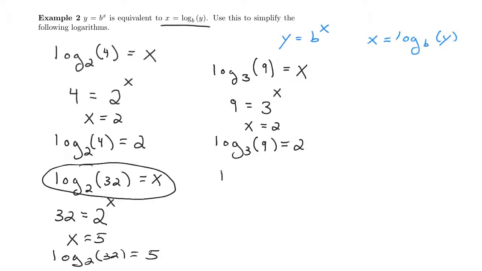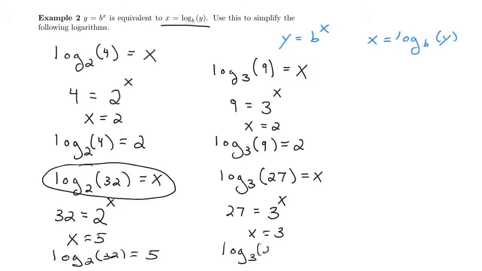How about a few more? So let's try log base 3 of 27. To figure out what that is equal to, what power do I put on 3 to get 27 back? And here the answer is 3. So log base 3 of 27 is 3. Maybe just a few others here.